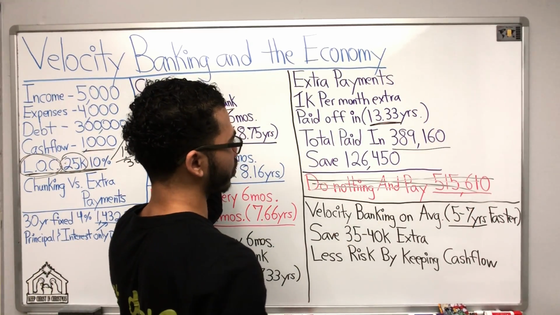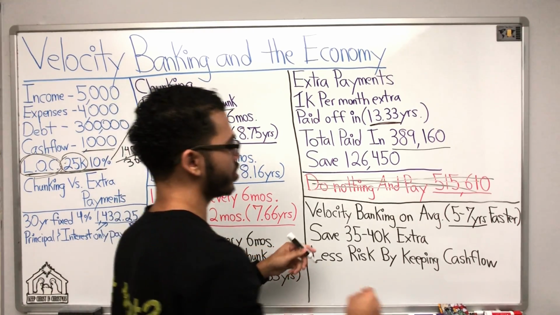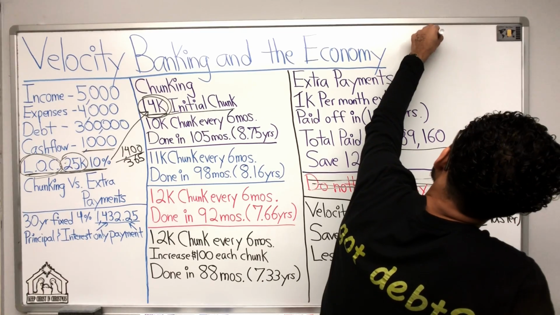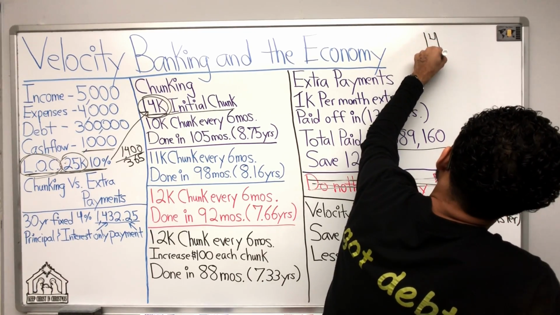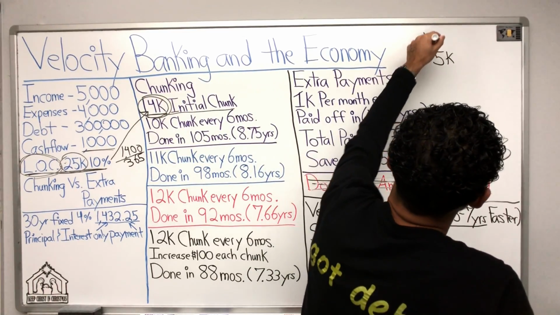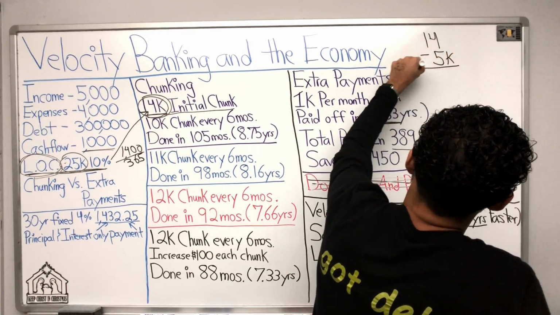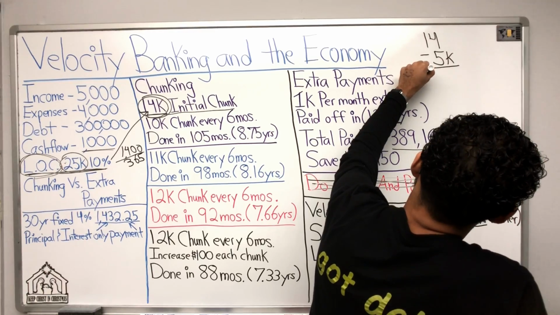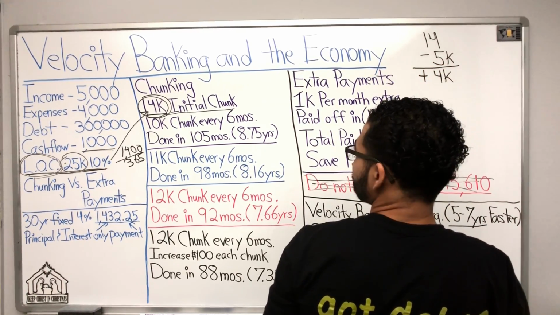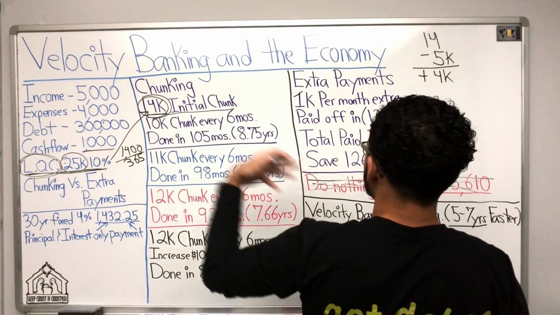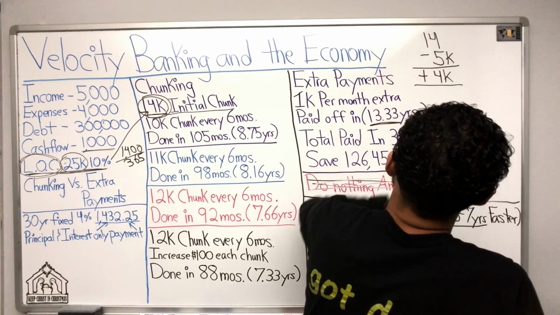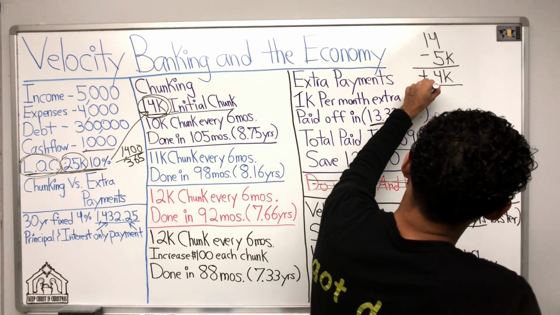So now, to figure out how long and when I can make the next chunk payment, doing velocity banking to pay off the mortgage is pretty simple. You just take the 14K, right? What velocity banking says to do is to put your income back into the line of credit in full, and then you take expenses out. Expenses, you take it out. Okay? What stays in is the cash flow each and every month.